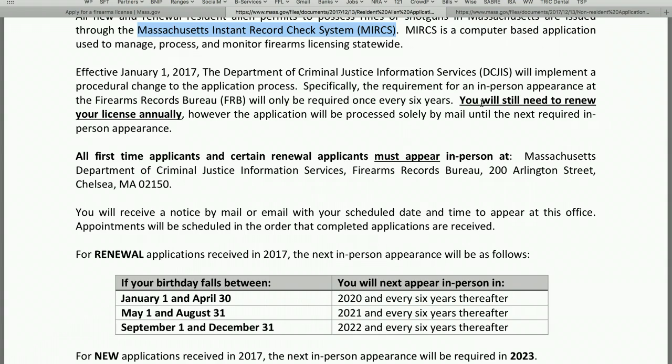You'll see right here, you'll still need to renew your license every year. So if you're an out-of-state resident, these are things that you'll have to do.